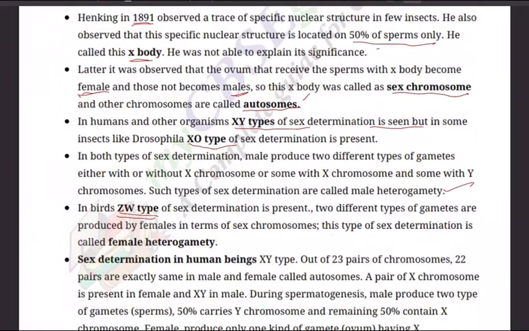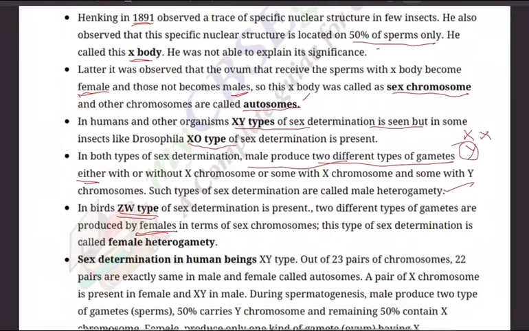In birds, of course, the ZW type is there instead of XY. The ZW type of sex determination is present. Two different types of gametes are produced by females. Here, two different types of gametes are produced in the male. The male produces two different types because of the sperm carrying the X chromosome and the sperm carrying the Y chromosome. So two different sperms will be there. But the ovum has no choice. The ovum has only one X chromosome. It doesn't have variety. Whereas in the case of birds, as I said, the female will have that.